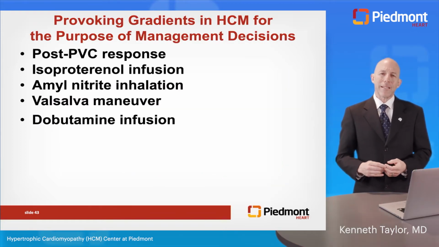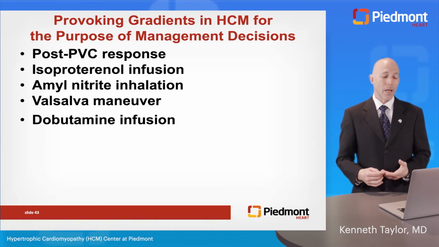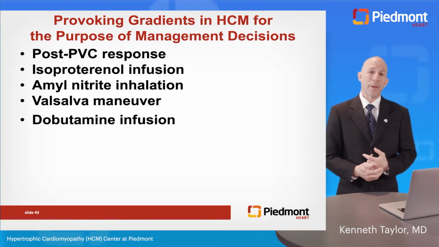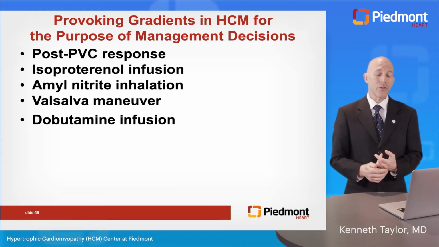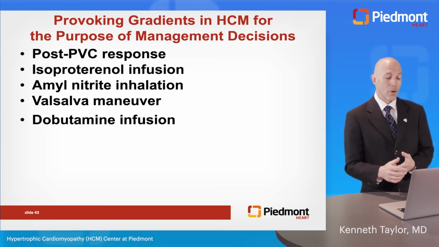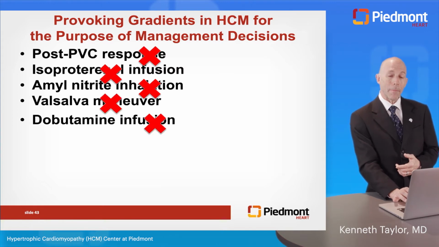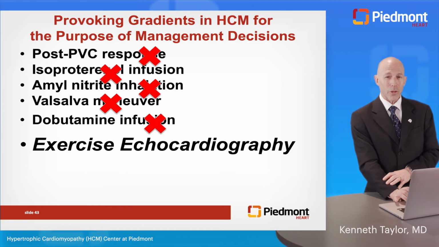There are a number of things that can provoke a gradient in hypertrophic cardiomyopathy, including the post-PVC response, the so-called Brockenbrough sign, isoproterenol infusion, amyl nitrite, Valsalva, or dobutamine. None of these should be used for management or clinical decisions. They are not physiologic, and they should not be used for making decisions about therapy. Stress echo is what should be used for making decisions about therapy.